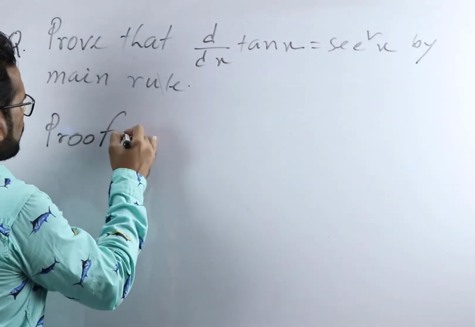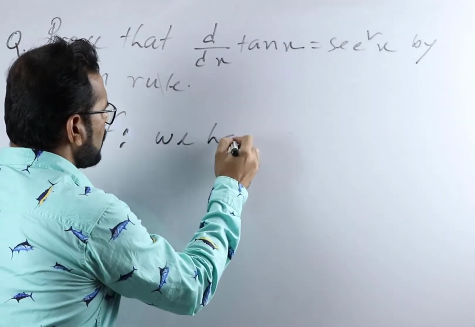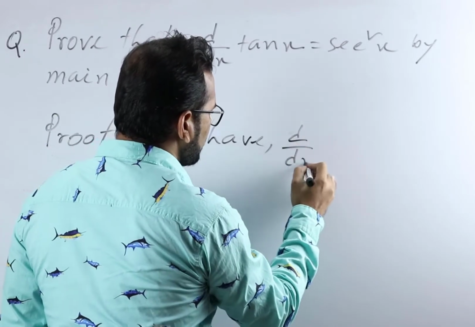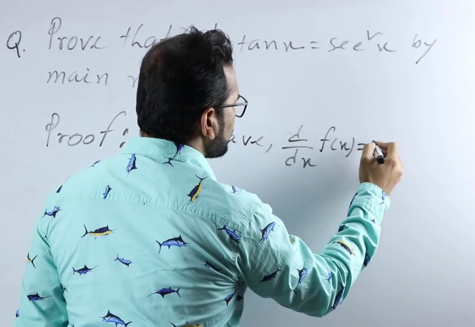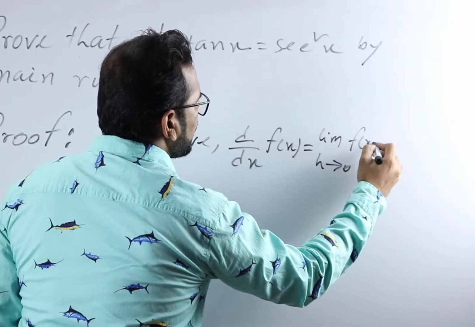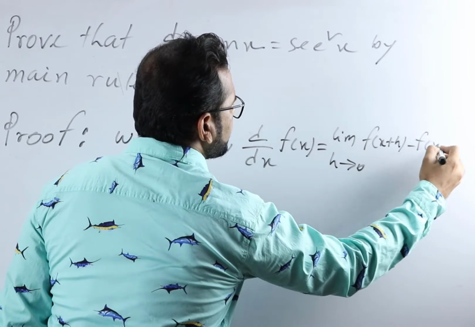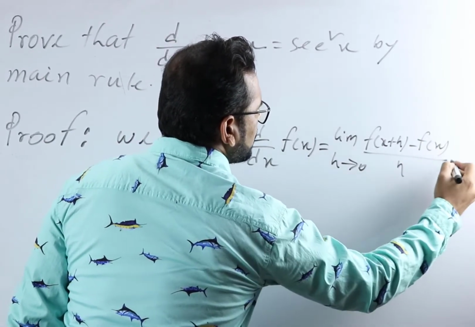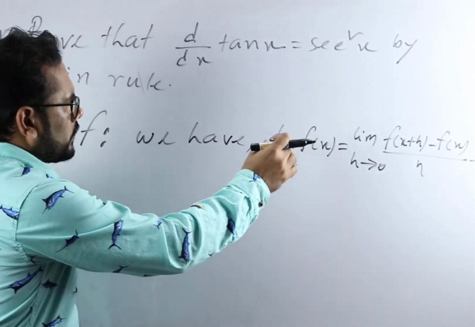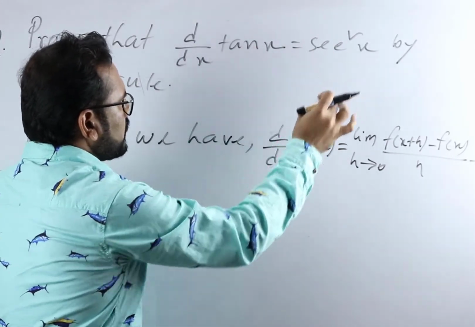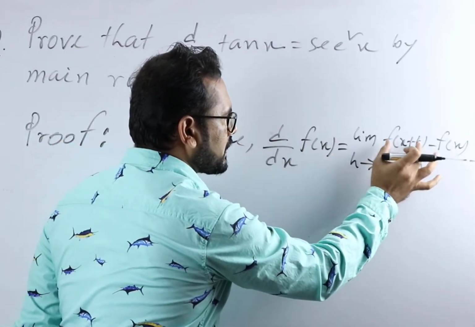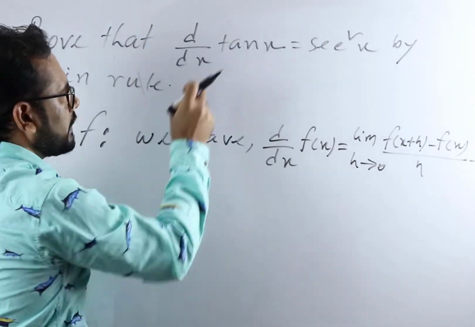Okay, proof. We have the main formula: d/dx of f(x) is equal to the limit as a tends to 0 of f(x plus a) minus f(x), divided by a. This is our main formula. Now, to establish this by using this formula, we have to get f(x) and f(x plus a) using the given clue.